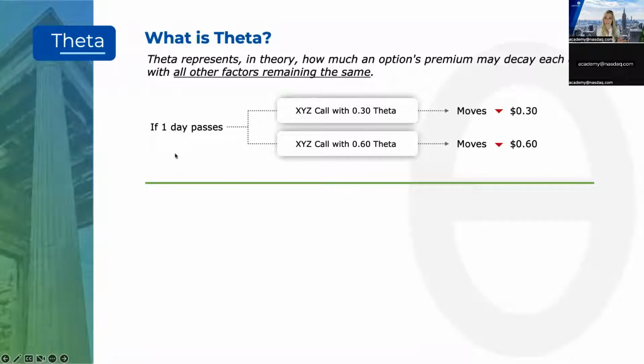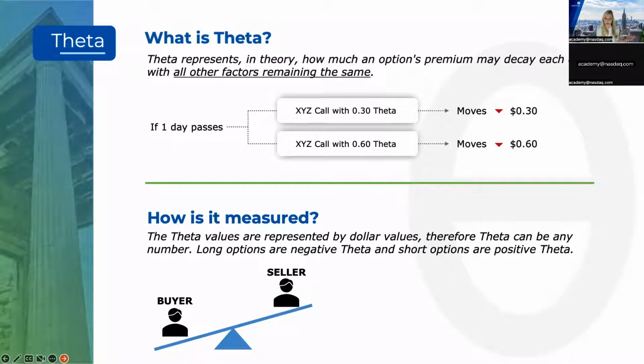Same factors here. If 1 day passes, if we see an XYZ call with a 0.3 theta, that means the options premium is going to move down by 30 cents. Same here with 0.6. That's simply all it means, is daily decay. How is it measured? It's measured by dollar values. This can be any high amount. When Amazon was in the thousands, I'd see theta sometimes at $20, very, very high values, because it's literally just the daily value of decay.